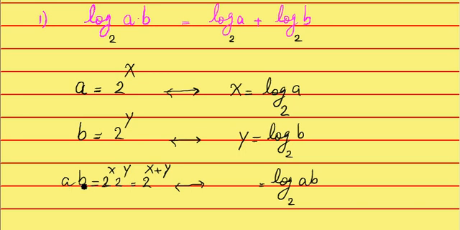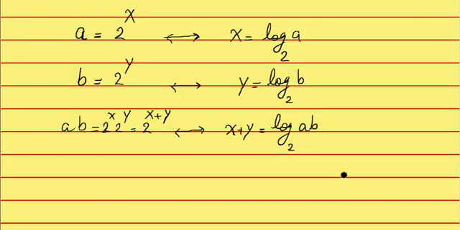Logarithm of a times b in base 2 is the exponent that if 2 is raised to that, we produce a times b. Well, the exponent we need to raise 2 by is x plus y. All right, logarithm of a times b in base 2 is x plus y. But who was x? Here's the x. X itself was logarithm of a in base 2.